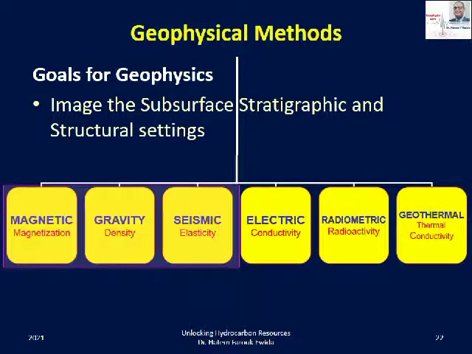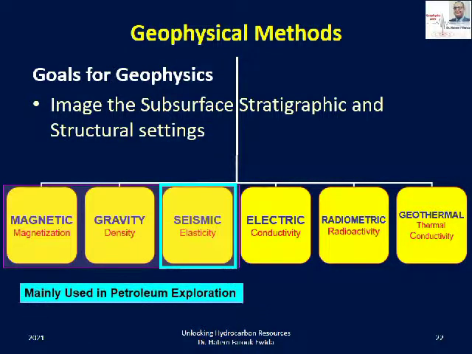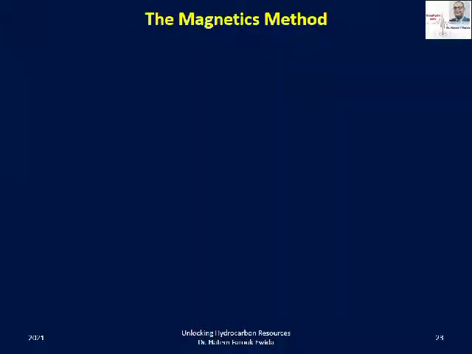These three geophysical methods are mostly used for hydrocarbon exploration, and especially the seismic method. The other methods are used for hydrocarbon exploration and development, but they are used through logging in the drilled wells and so on. But magnetic, gravity, and seismic methods, we call them the surface geophysical methods. So let's take a look and get some information about each of them.